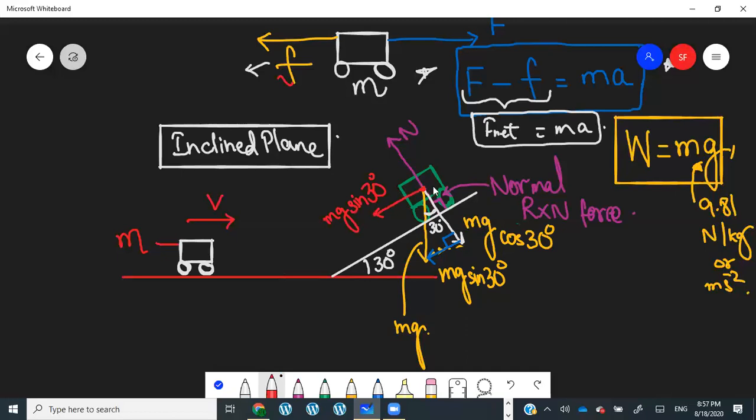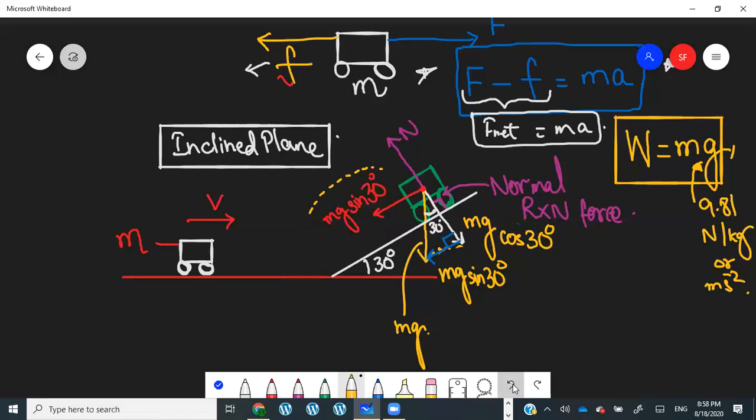Right. And since it's acting down the plane, by the way, this is also a common question, to identify the force which is acting down the plane. So it's mg sine of theta, or mg sine of 30. And the component which is perpendicular, which is actually balancing the normal reaction force, is mg cos of 30. It's usually the mg sine of 30 that the examiner is more interested in.